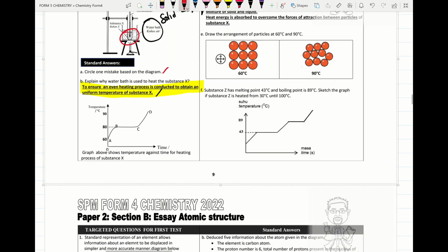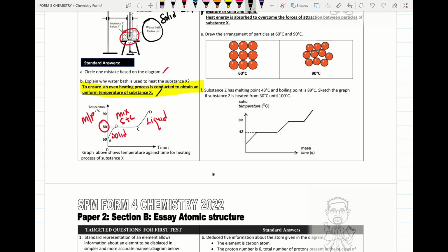All right, the heating curve of substance X is given, and substance X is heated from 60 degrees Celsius. Here the particles will be in the solid state. From C to D the particles will be in the liquid state, and from B to C the particles are a mixture of solid and liquid. The melting point of this substance X will be 80 degrees Celsius.